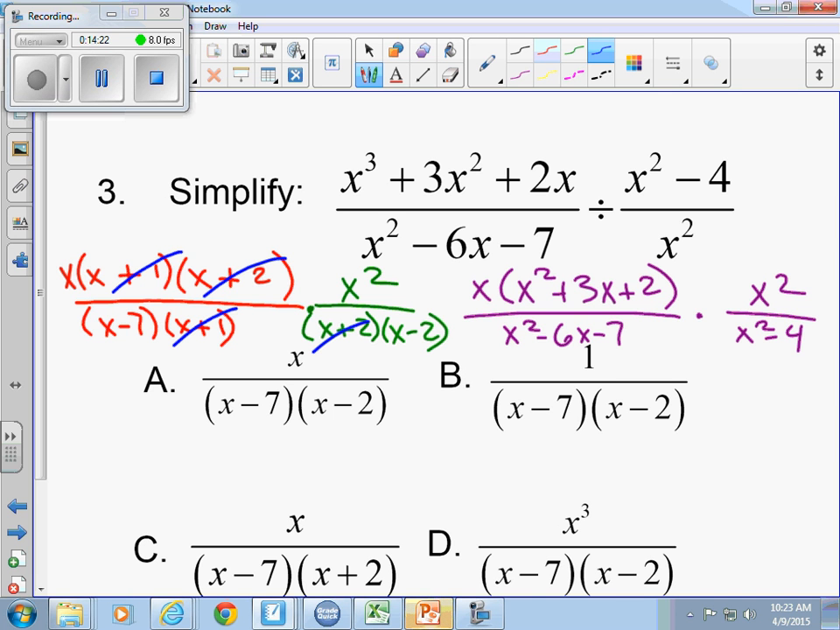Okay. On top, I'm left with x cubed. Does everyone agree? Gotta be that one. And x minus 7 and x minus 2 on the bottom. Good? That one is D.